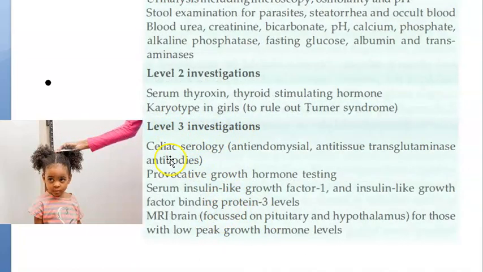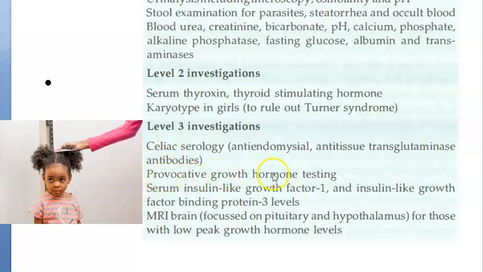Level 3 investigations, what can you do? Serology. Celiac serology means what? Anti-endomysial, anti-tissue transglutaminase antibodies. So you will check for some antibodies. What is celiac actually here? See, celiac actually refers to the abdomen. So what is endomysial? So this is gluten. Antibodies to the gluten. Okay, then coming to anti-tissue transglutaminase antibodies, you have to check.